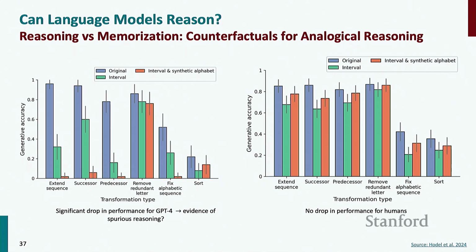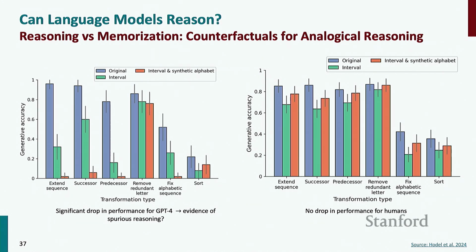So maybe someone will find that if you change your prompt a little bit, now models can do reasoning, but this is kind of the current lay of the land. Okay. So that was the reasoning module of the lecture.